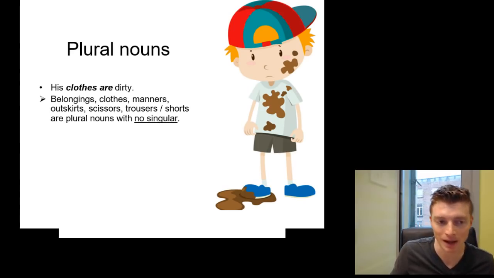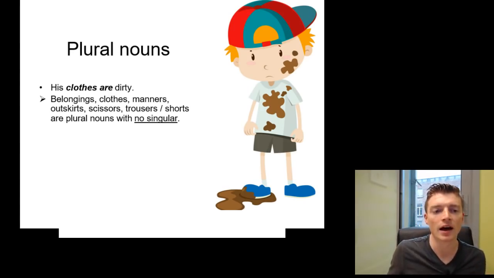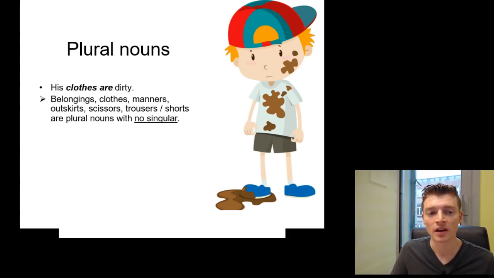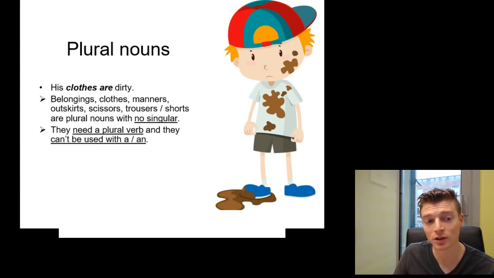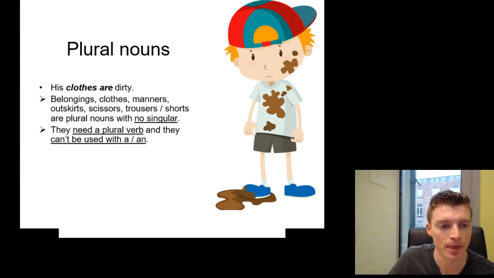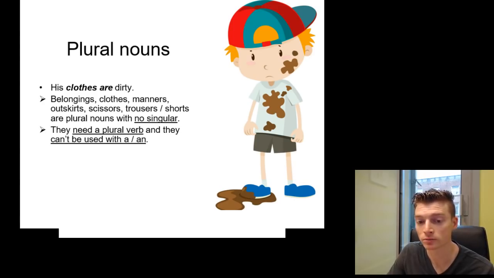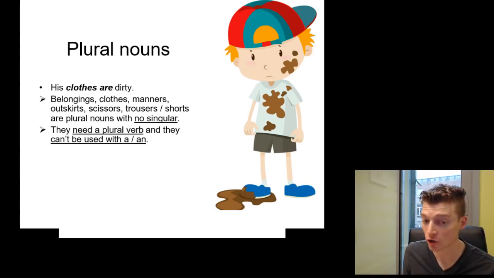The same with manners, outskirts, scissors, belongings, etc. So plural nouns need a plural verb, and they also cannot be used with a or an. We can't say a clothes, for example. We also couldn't say the scissors is small. It must be the scissors are small. So plural noun, plural verb.